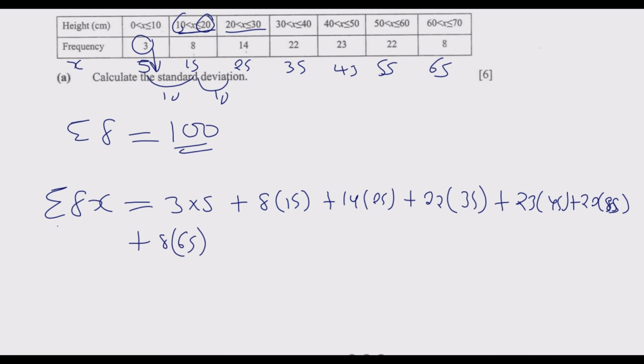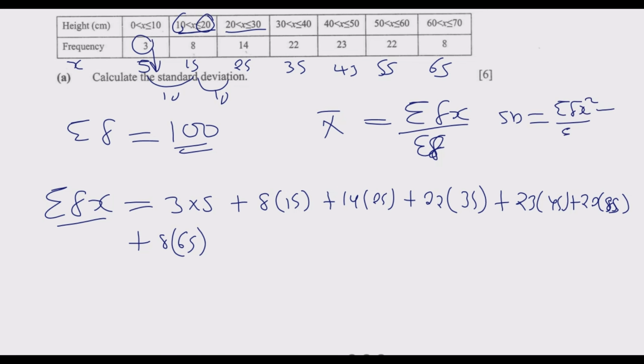Why am I looking for that? Remember, we have that formula. Mean is equal to the summation of frequency multiplied by x, divided by the summation of frequencies. Then we're going to find the mean. Once we know the mean, then we can find the standard deviation. Remember, standard deviation is equal to the square root of the summation of f x squared over the sum of frequencies, minus the mean squared.